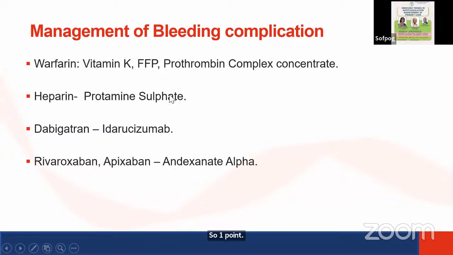Heparin, if the bleeding is very, very severe, you need protamine. Then for dabigatran, you need the reversal antibody that you can use. Then for rivaroxaban and apixaban, we have andexanet alfa. Studies have shown that this drug can stop the bleeding in about 85 to 90% of patients who had a complication whilst on the direct oral anticoagulants.